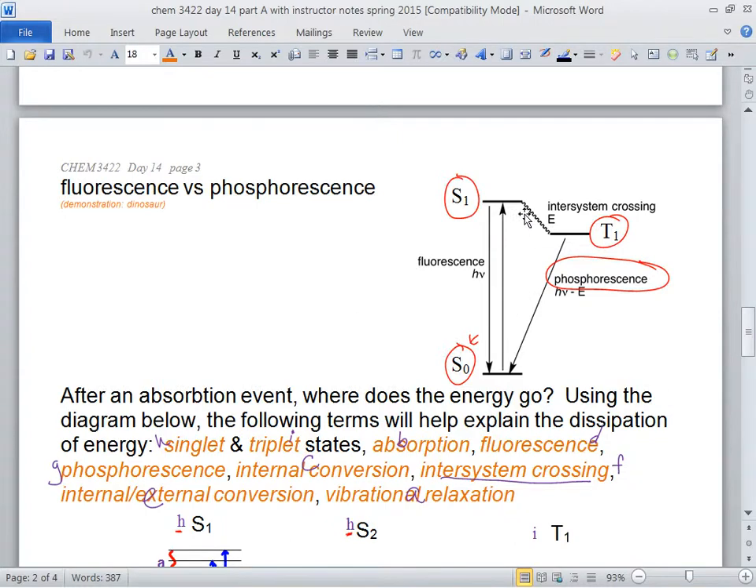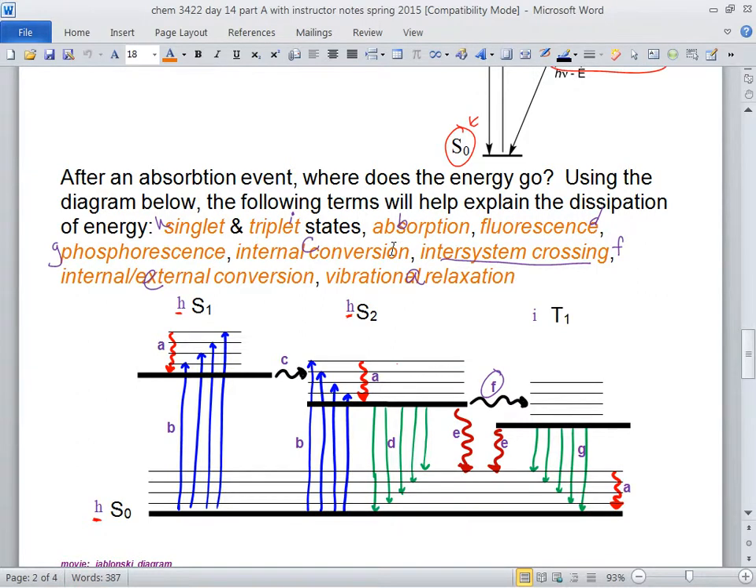And then we had some terminology, right? And it's just unavoidable. To go from a singlet state to a triplet state, we called it intersystem crossing. Okay, we labeled a lot of those things. This is called a what diagram? Jablonski diagram. Yeah.